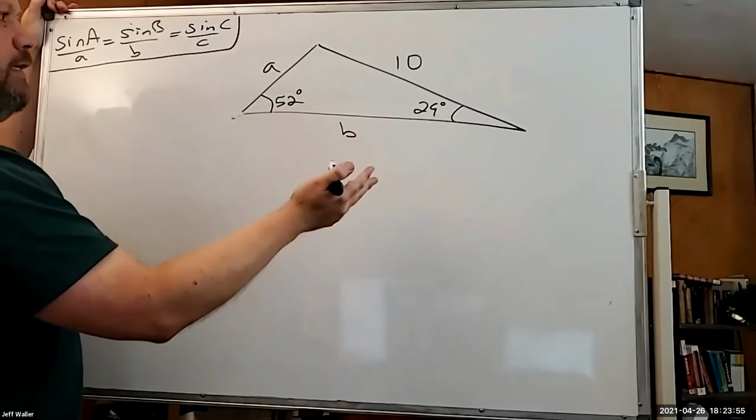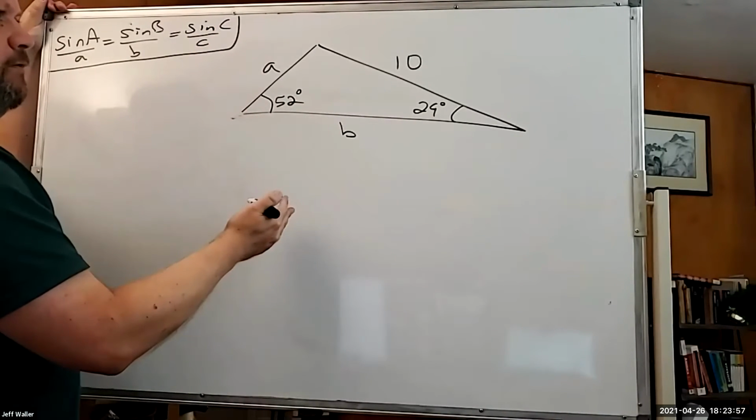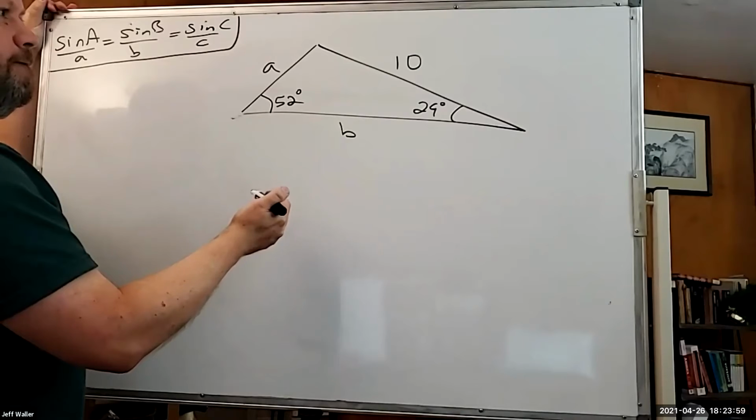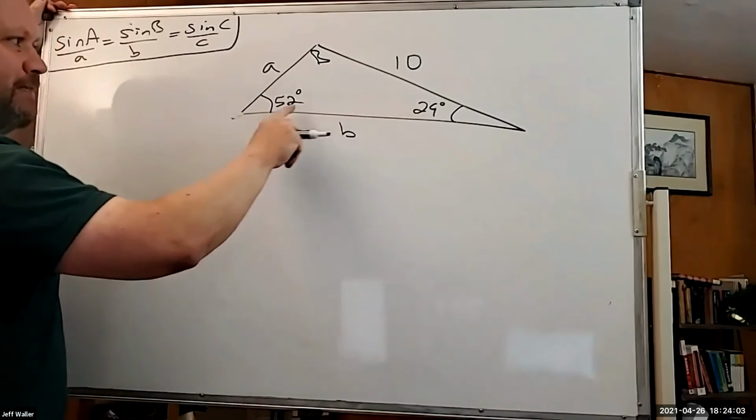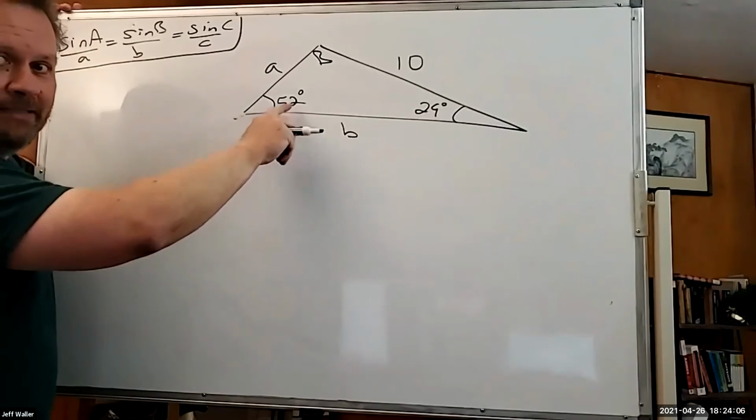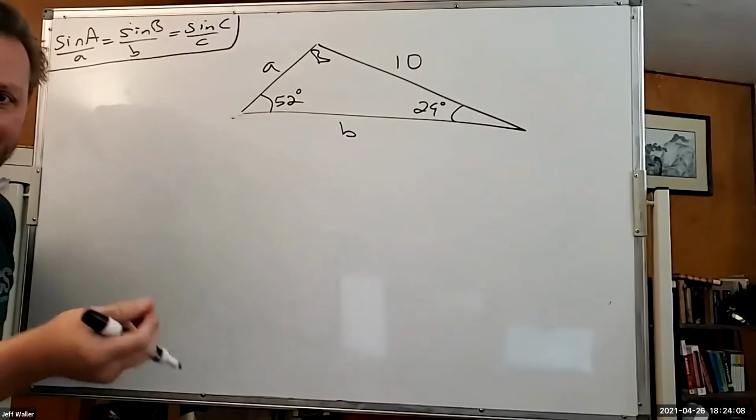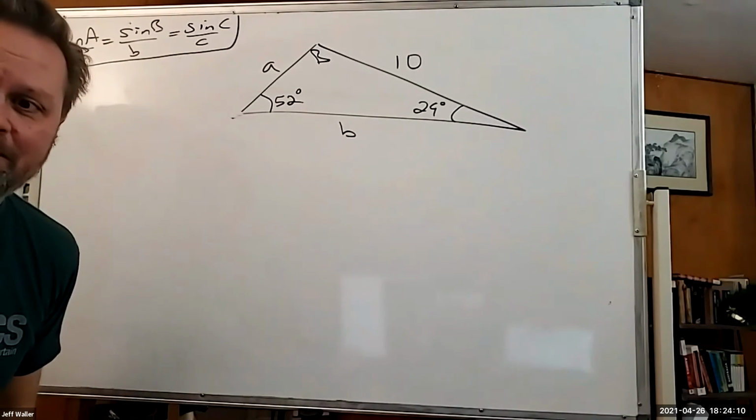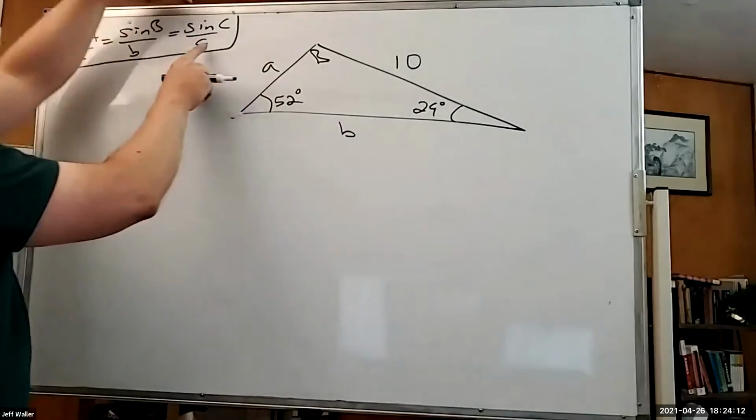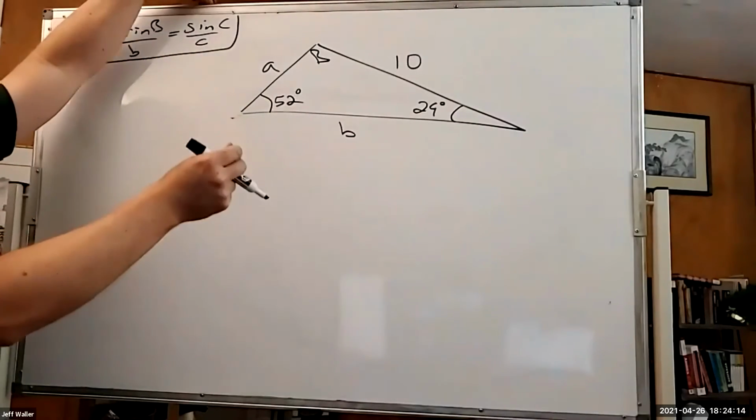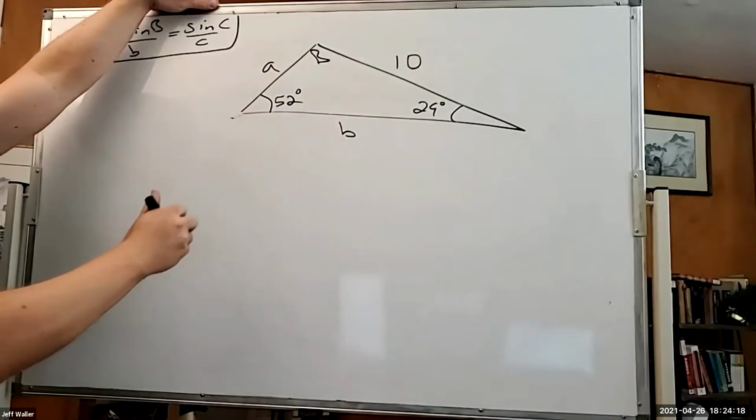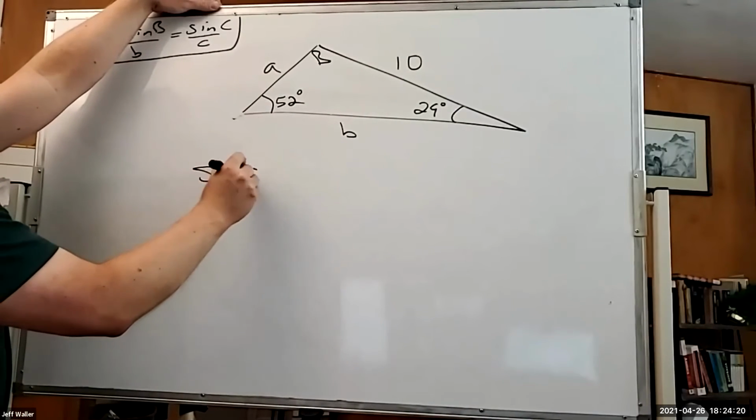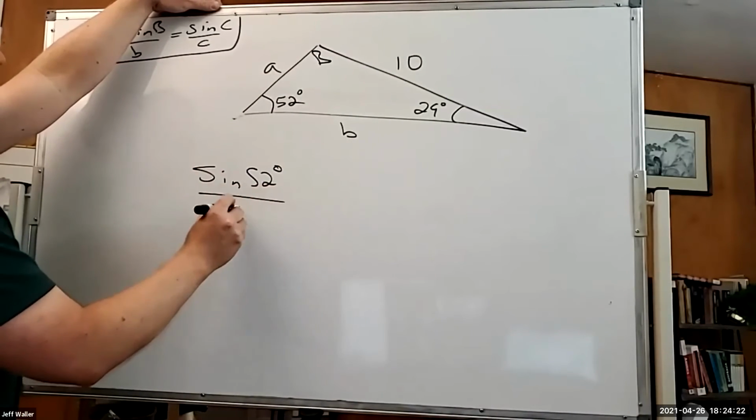Where's angle C in this thing? This is angle B. This is angle A. So that's angle C. Do you know side C? 10. Yes. So I can make a complete ratio, can't I? I know an angle and I know its side across from it. So sine of 52 divided by 10.